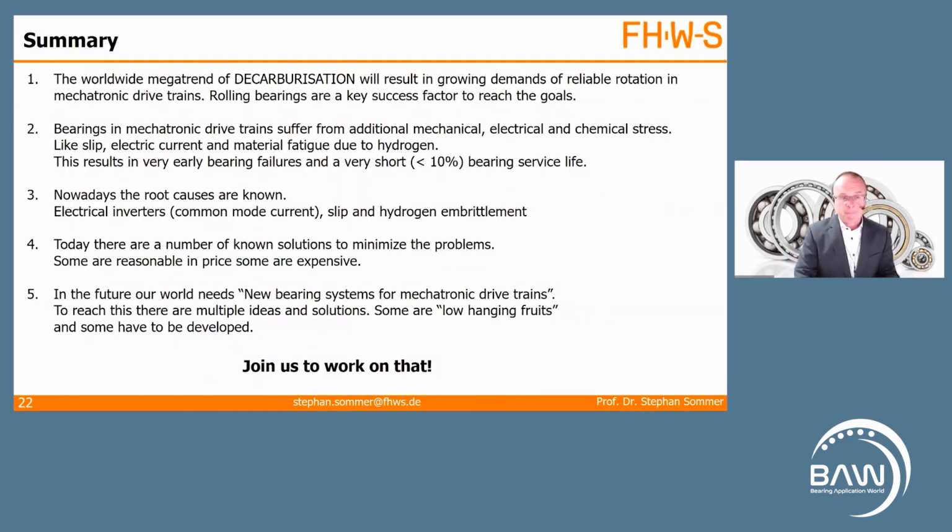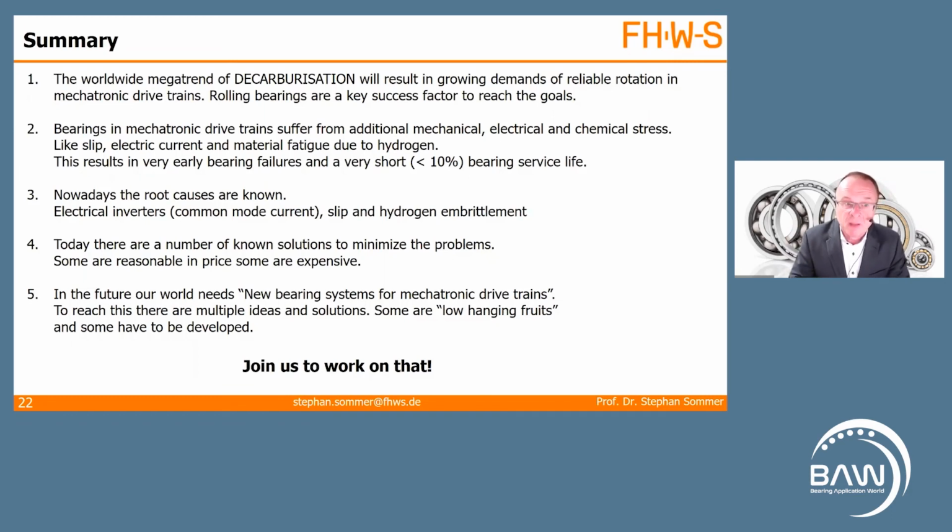Last but not least, my summary. A worldwide megatrend of decarbonization will result in growing demands of reliable rotation in mechatronic drivetrains. Rolling bearings are a key success factor to reach the goals. Bearings in mechatronic drivetrains suffer from additional mechanical, electrical, and chemical stress, like slip, electric current, and material fatigue due to hydrogen. This results in very early bearing failures and a very short bearing service life. Nowadays, the root causes are known: electrical inverters, slip, hydrogen embrittlement.